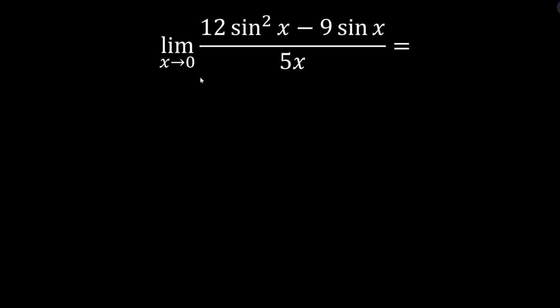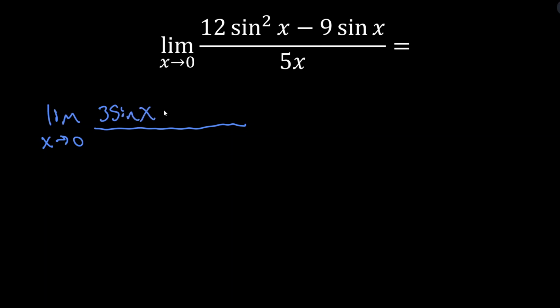This doesn't directly look like sine of x over x or 1 minus cosine x over x. But I'm going to start with this. I'm going to just pull out a common factor from the numerator. I'm going to pull out the greatest common factor. Okay, so let me write a big fraction bar here. 12 and 9 have a 3 in common. And then we also have a sine of x in common.